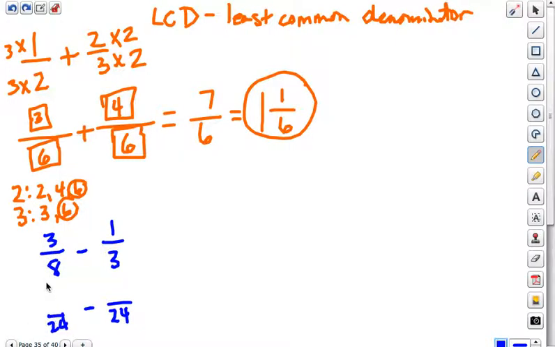All right, 8 times 3 and 3 times 8. So we'll go ahead and multiply that numerator by 3, and we have 9/24 minus 8/24. Subtract the numerators, and you're left with 1/24 as the difference.